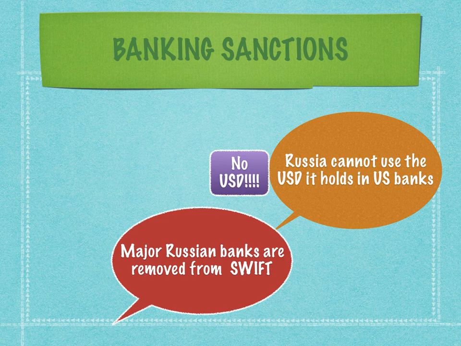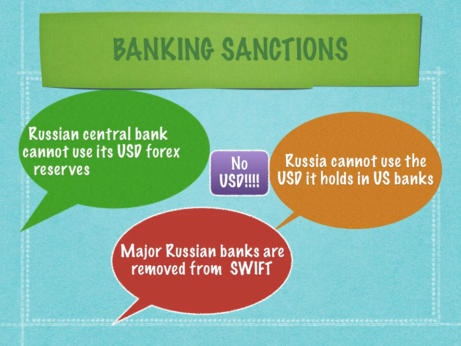Russia cannot use the dollars it holds in US banks. Russian banks are removed from SWIFT. SWIFT has banned any kind of transactions. As part of banking sanctions, they have banned all kinds of transactions with Russian banks. The Russian central bank, even though it has almost $600 billion of foreign exchange reserves, cannot use those reserves. So in the previous slide, we saw that USD was necessarily a part of the payment transaction between any country that Russia trades with, right? But now USD itself is not being allowed to be transacted.